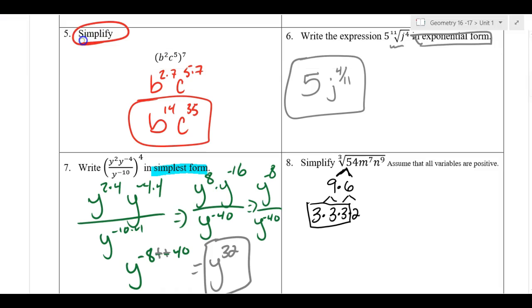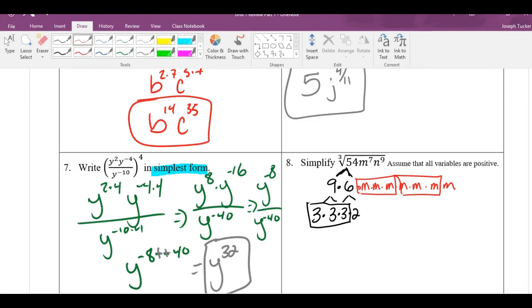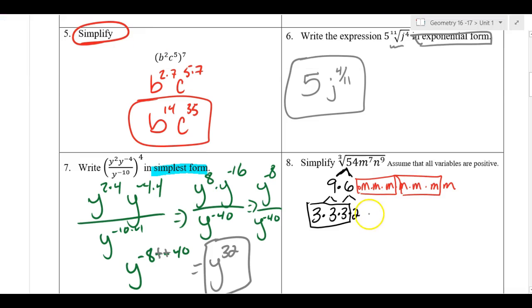So then, the next thing I'm going to notice is that I have 7 m's. So 1, 2, 3, 4, 5, 6, and 7. Just like we did with the numbers, I'm looking for groups of 3. I have one group of 3, two groups of 3. And finally, I have to deal with the n's. And there are 9 of them. Similar to how we've done the previous two, I have to look for groups of 3's. One group of 3, two groups of 3, three groups of 3.